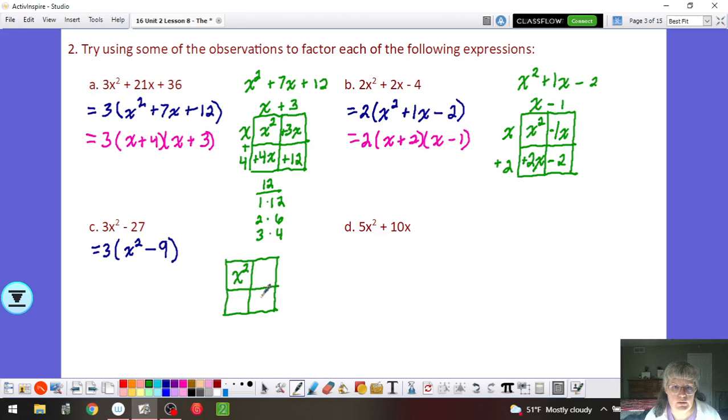So we have the x squared, we have the minus 9. That's x times x for x squared. But we need these two boxes to cancel each other out because we don't want to be left with an x term. Students pointed out, well, if we have a positive 3 and a negative 3, that would give us a positive 3x and a minus 3x, and those combine to equal 0. And negative 3 times positive 3 multiplies to give us negative 9. So we have 3 times x plus 3 times x minus 3 as our final answer.